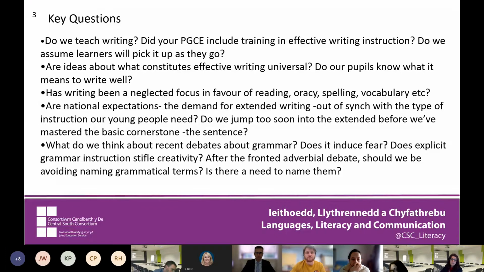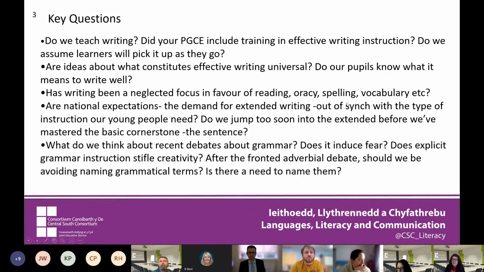Are ideas about what constitutes effective writing universal? Do our pupils know what it means to write well? Has writing been a neglected focus in favour of reading, oracy, spelling, vocabulary? Are national expectations, the demand for extended writing, out of sync with the type of instruction our young people need? Do we perhaps jump too soon into the extended before we've mastered the basic cornerstone, the sentence?